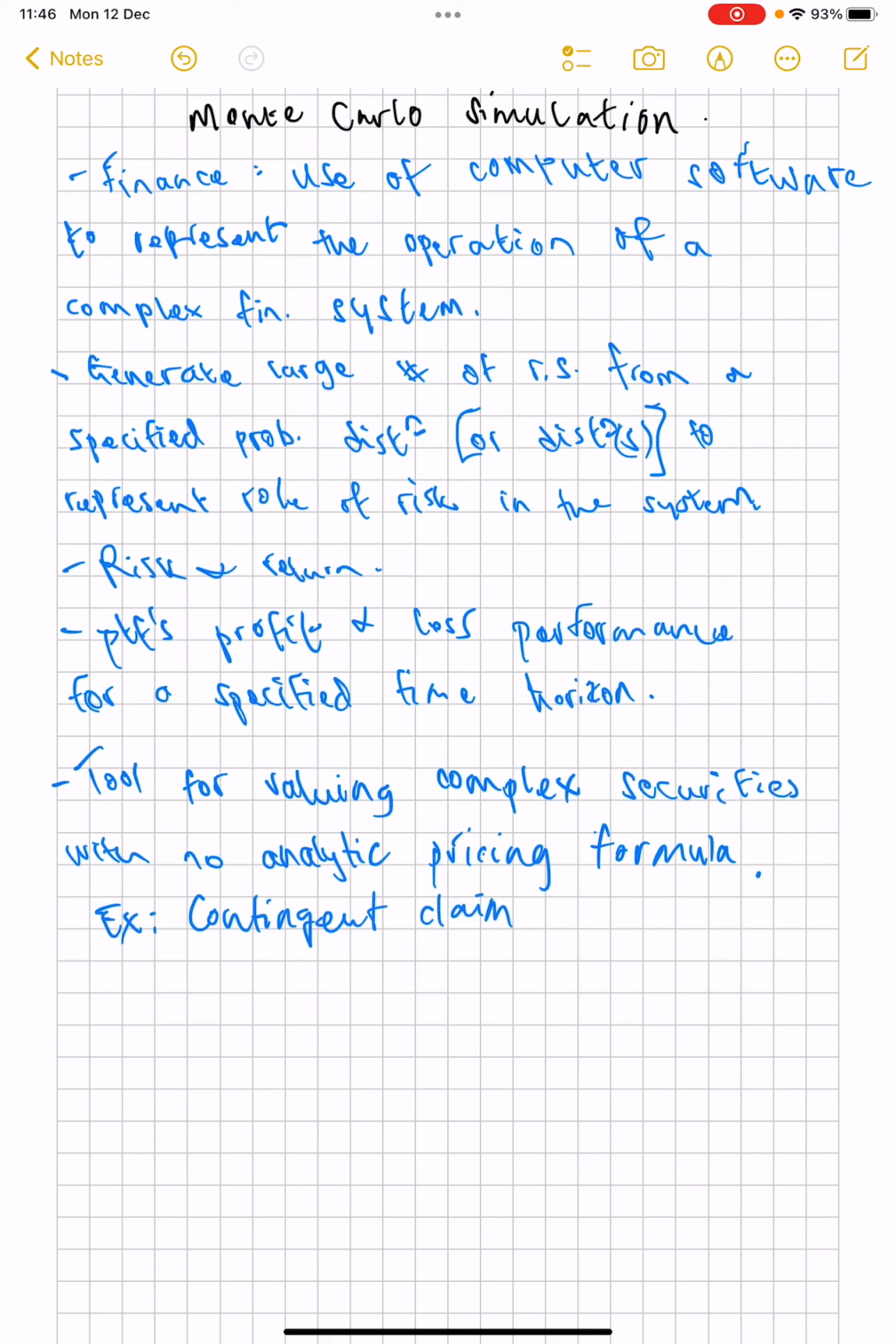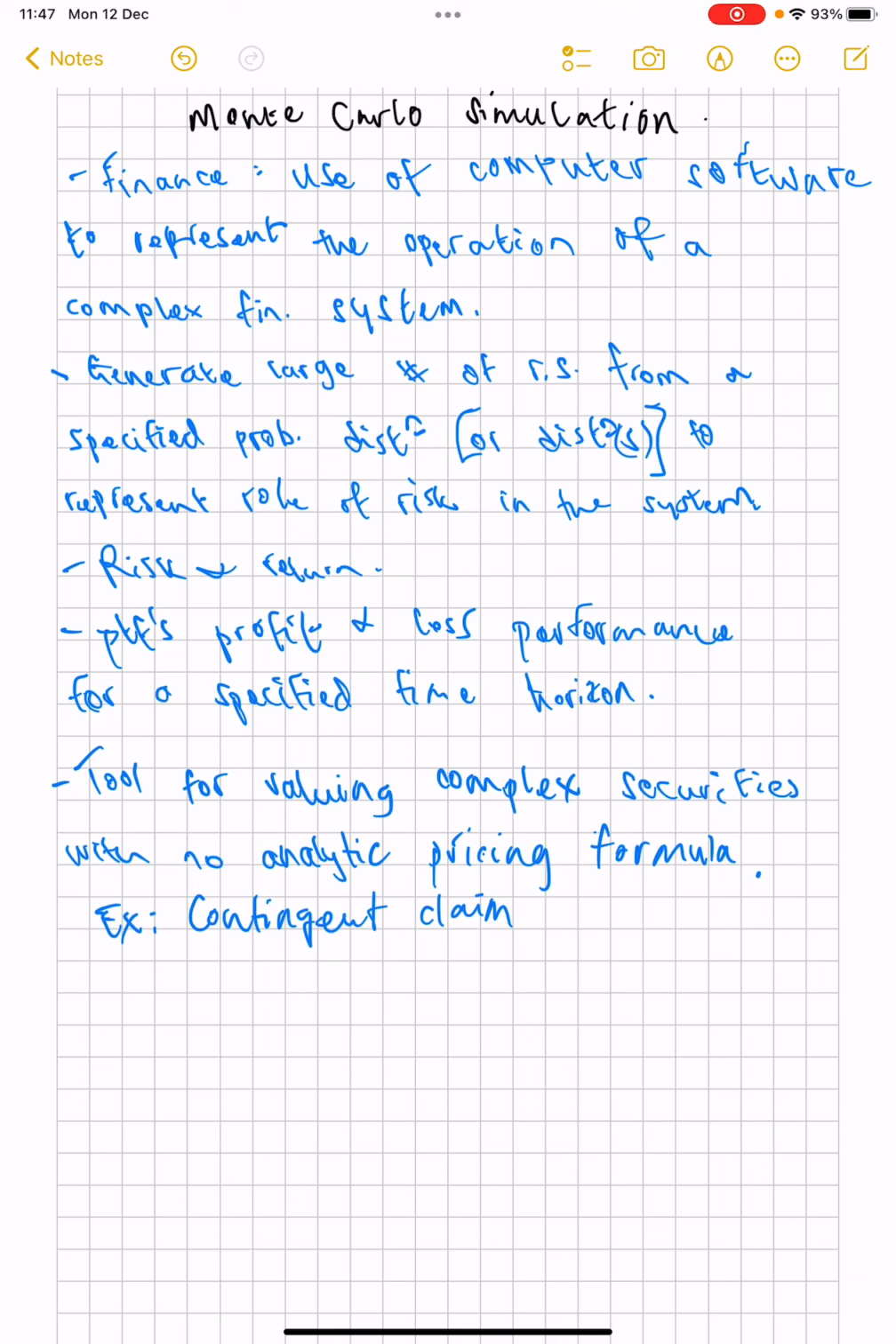At the end of the day, you want to simulate the portfolio's profit and loss performance for a specified time horizon. You can have repeated trials within the simulation, each trial involving a draw of random observations from a probability distribution, producing a simulated frequency distribution of portfolio returns from which performance and risk measures are derived. An important use of Monte Carlo simulation in investment is as a tool for valuing complex securities with no analytic pricing formula.